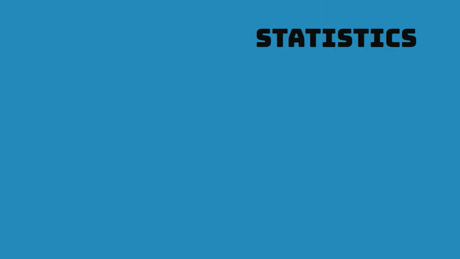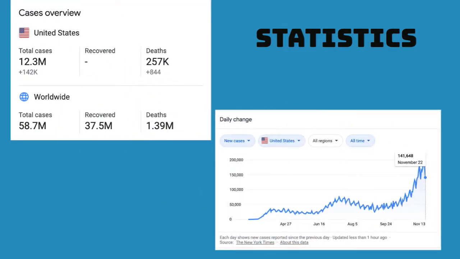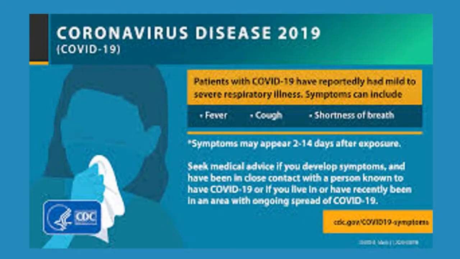The statistics show that worldwide cases of coronavirus are 58.7 million, with 37.5 million people recovered and 1.39 million deaths. Just in the United States, by November 22nd, there are 12.3 million total cases and 257,000 people dead. If you're looking for more information about COVID-19, you can visit the CDC website.